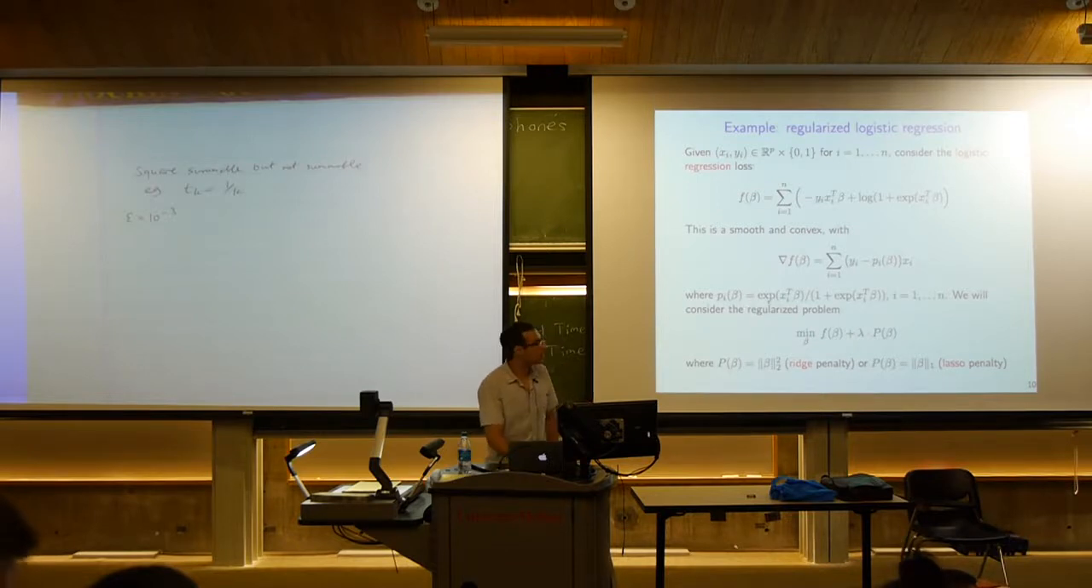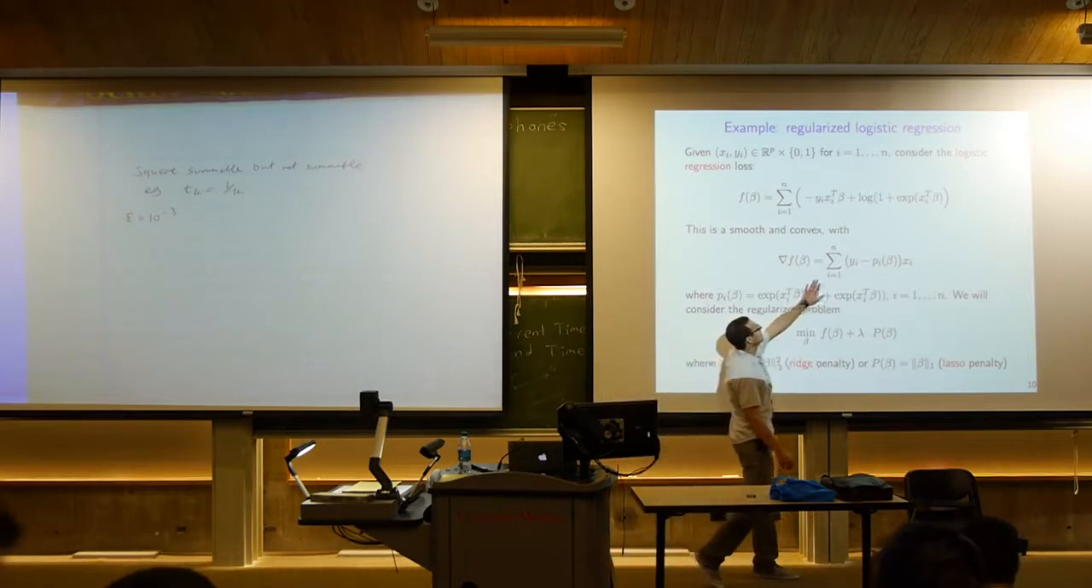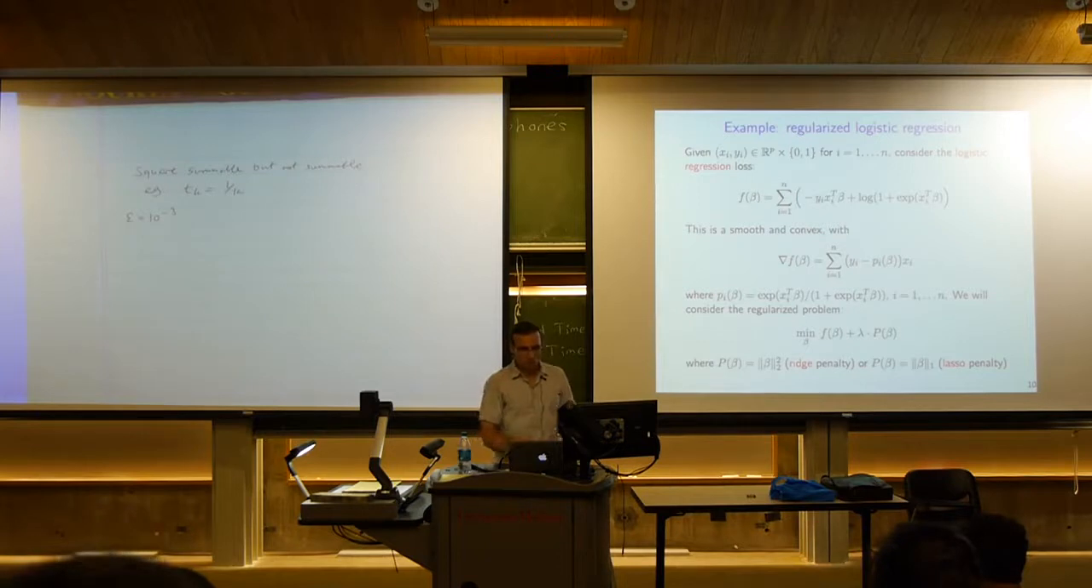So it ends up being e to the xi transpose beta over 1 plus e to the xi transpose beta. To get this gradient, you can think about it directly in terms of taking the gradient and using the chain rule. You'd arrive at this expression. So that's my loss function, that's its gradient, and we're going to consider this problem.